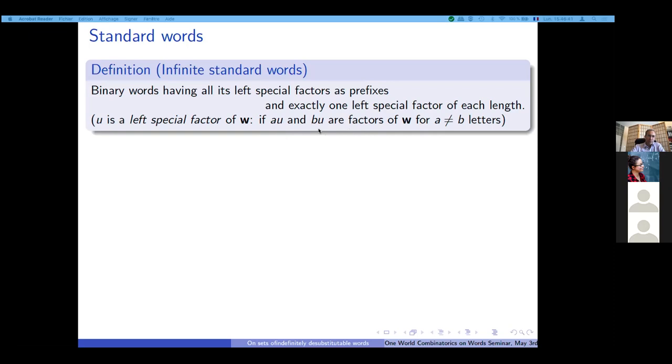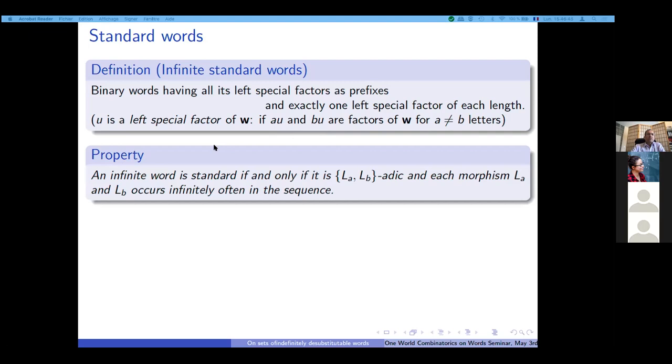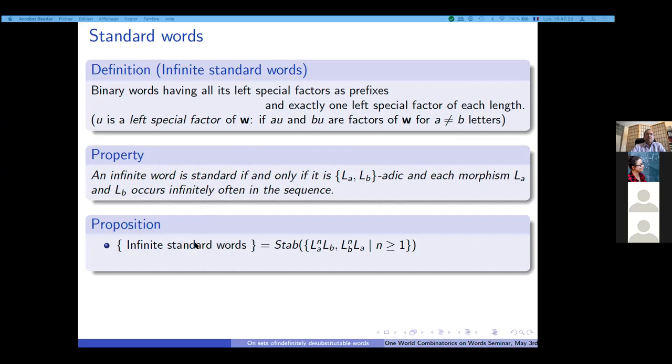For standard words, it is well known that an infinite word is standard if and only if it is LA, LB adic, and each morphism LA and LB occurs infinitely often in the sequence. And we are in the case where LA, LB adic words are exactly the stable set obtained with these two morphisms. And so we can do the same job as previously with Sturmian words and Lyndon Sturmian words. We can set this infinite set of substitutions, and then this property can be rephrased in the following way: the set of infinite standard words is the stable set of this set of substitutions. And once again, this set of standard words is not the stable set of any finite set of substitutions.